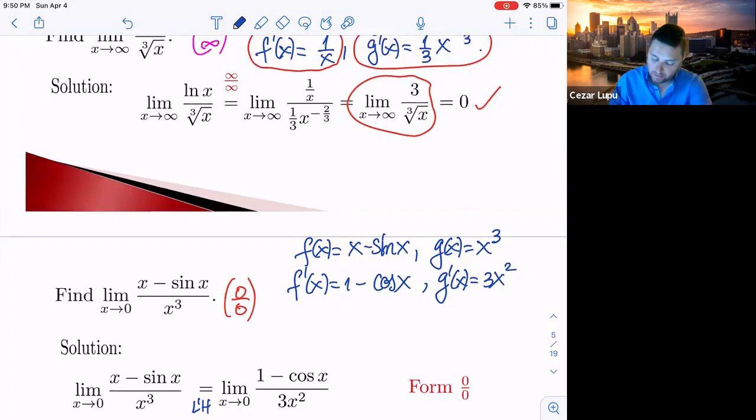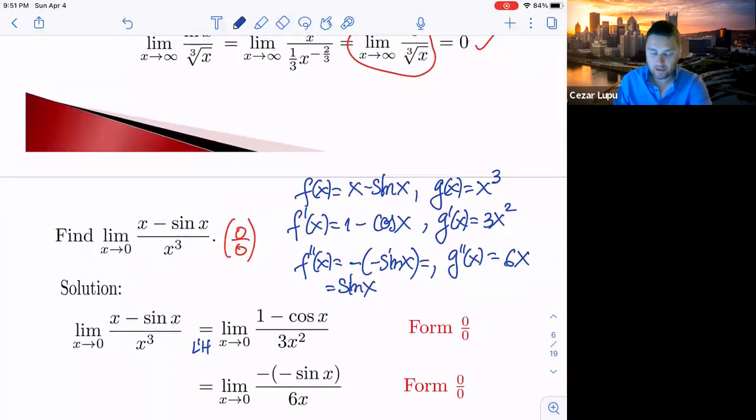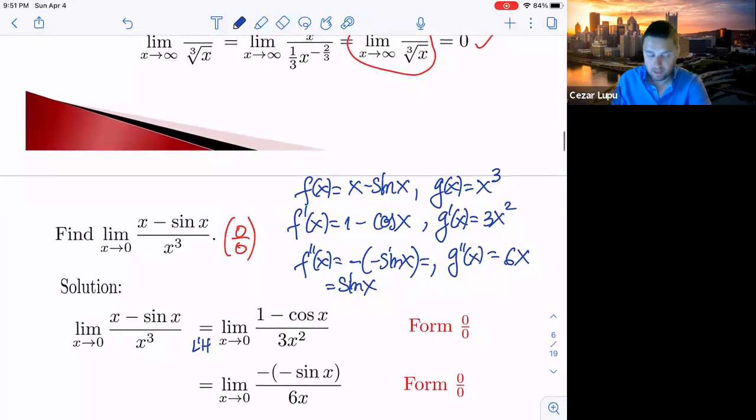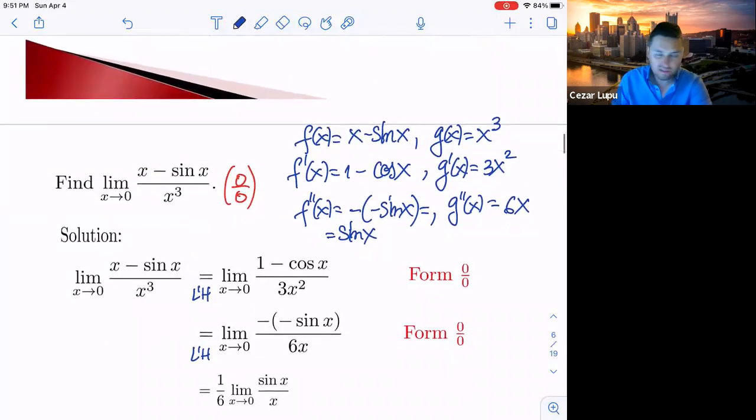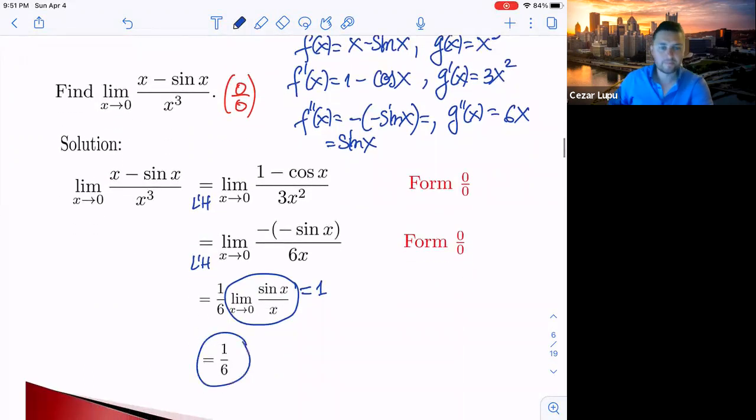Great. We can take the derivative again. So let me write it here. f second prime of x will be what? Negative the derivative of cosine of x. The derivative of cosine is negative sine, so negative negative sine of x, which is sine of x. And g second prime of x is 6x, right? No problem. So we keep going. As you can see here, I have sine of x over 6x. Again, if we plug it in, it is 0 over 0, so we can apply L'Hopital rule again. Or you can just take out 1 over 6, so we know that this limit is 1. So the value is 1 over 6, right?